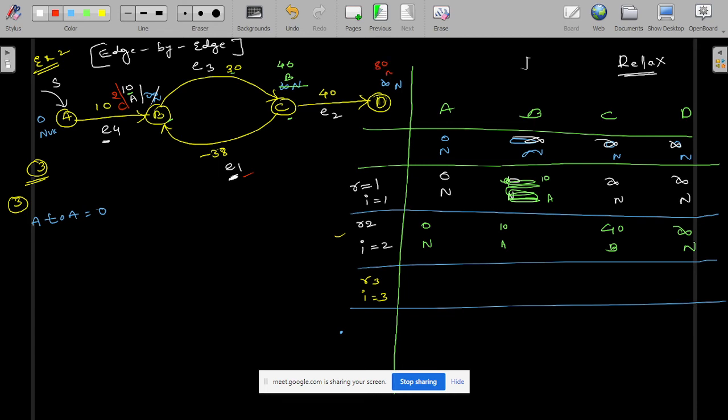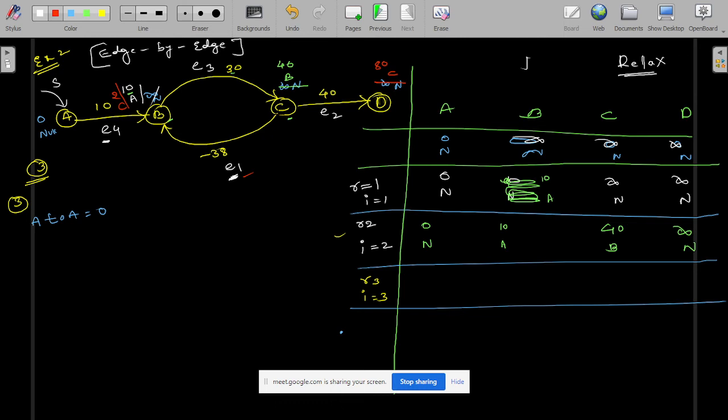80 null. Okay, not null, sorry. 80. Who is giving the value? C. That's it. This is over, yes or not? Again now come back. So E1 is over, E2 is over, E3.